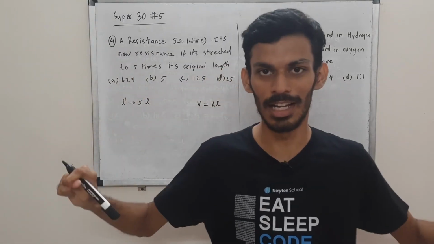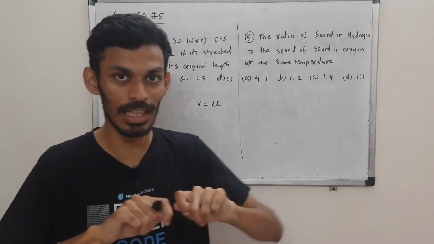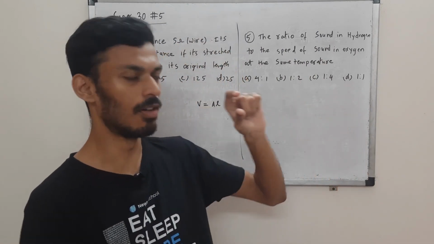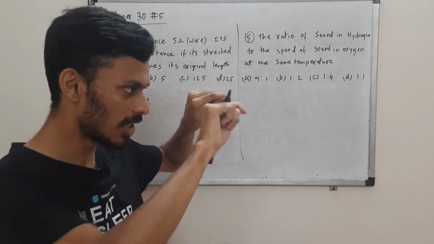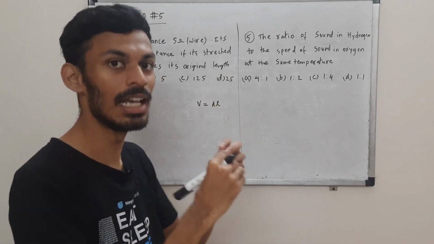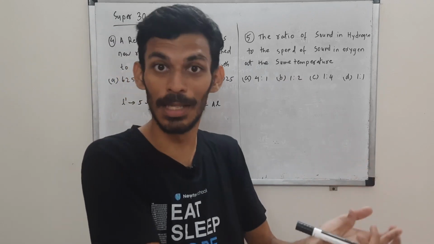So when you stretch the wire, the area will also decrease. The length will increase, but the area will decrease. You can imagine, you can look at the cross section. First, it will be thick. When you stretch the wire, the cross section will become thin, right? So area is decreasing, length is increasing, volume is remaining constant.